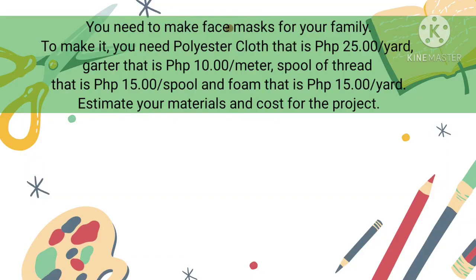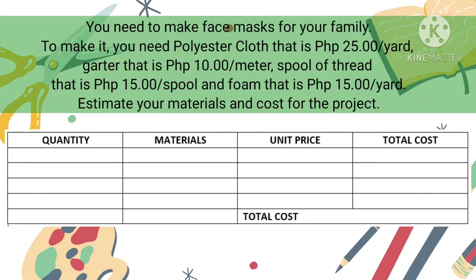To do this, we will prepare a 4-column table. First column is for quantity, second column is for materials, third column is for unit price, and fourth column is for the total cost. The materials column answers the question, what are the materials you need? In our scenario, the materials are polyester cloth, garter, thread, and foam.